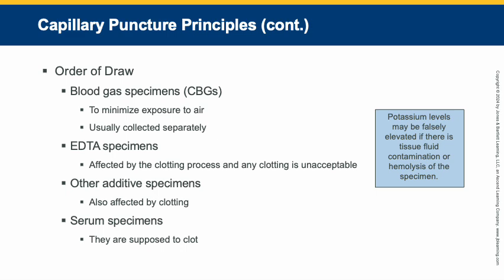Specimens that are most affected by clotting must be collected first. The order of draw recommended by CLSI for capillary does take clotting into consideration. So first, blood gas specimens to minimize exposure to air, and usually they're collected totally separately. EDTA specimens, because any clotting is unacceptable in a purple top. Any other additive specimens, because those are also affected by clotting. And then serum specimens are last because they are supposed to clot.